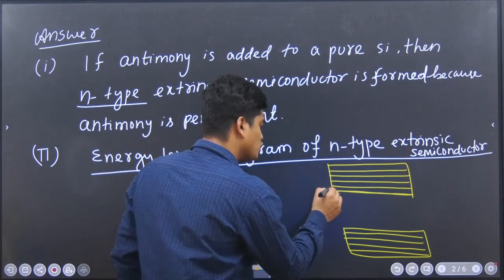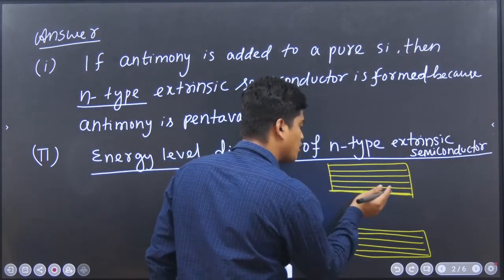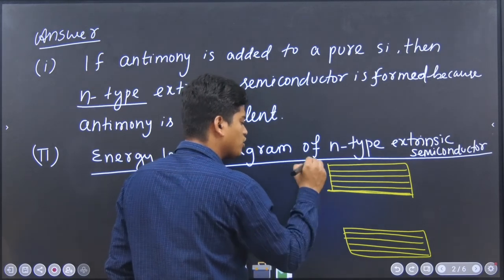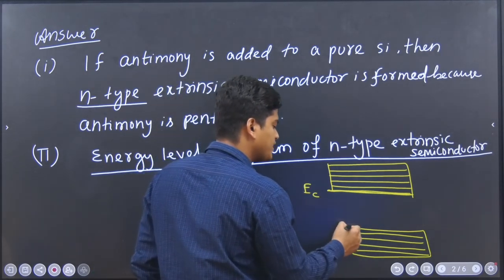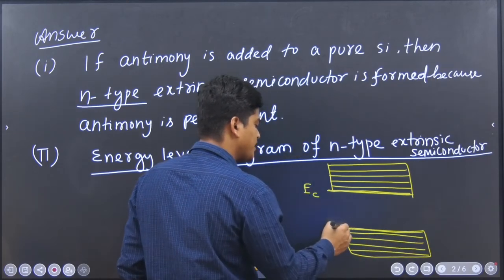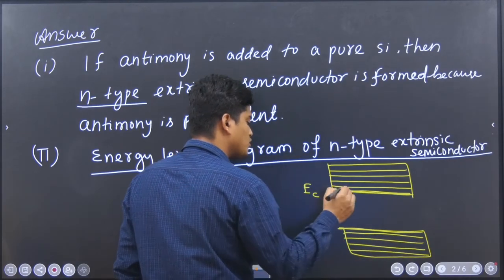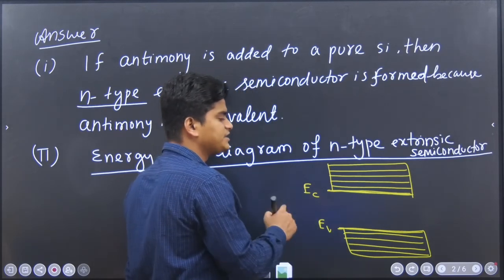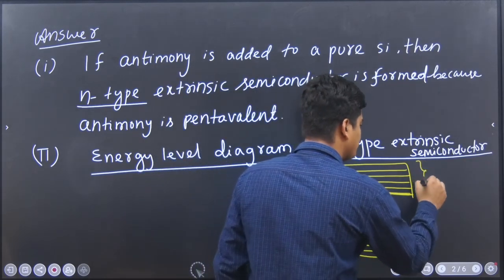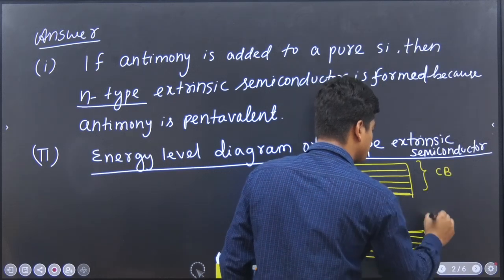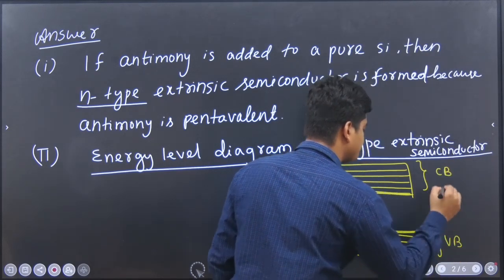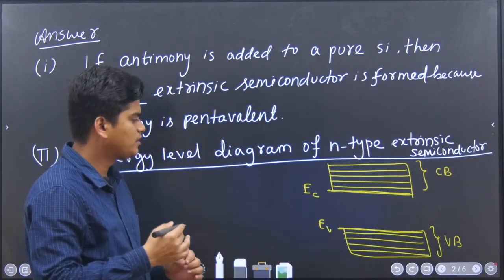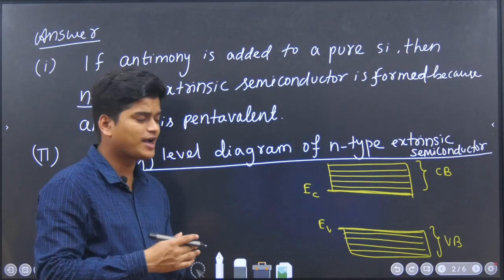Remember, the bottommost energy level of the conduction band is called the conduction band energy level, and the topmost energy level of the valence band is called the valence band energy level. So write EC and EV, and here write this is your conduction band and this is your valence band. Now, when an N type impurity like antimony is added to a pure form of silicon, what happens?